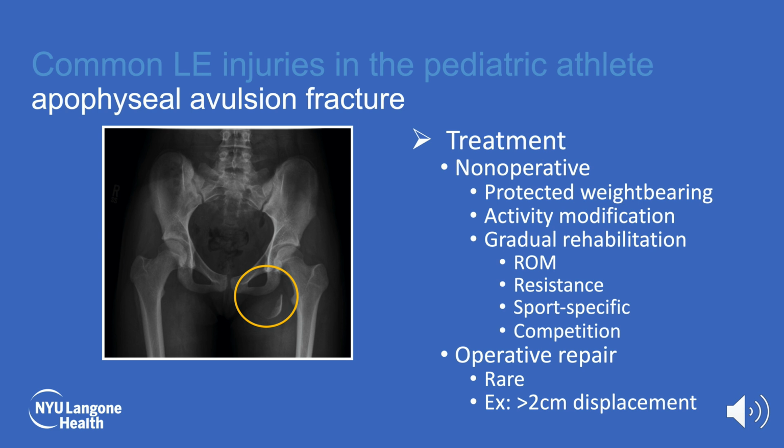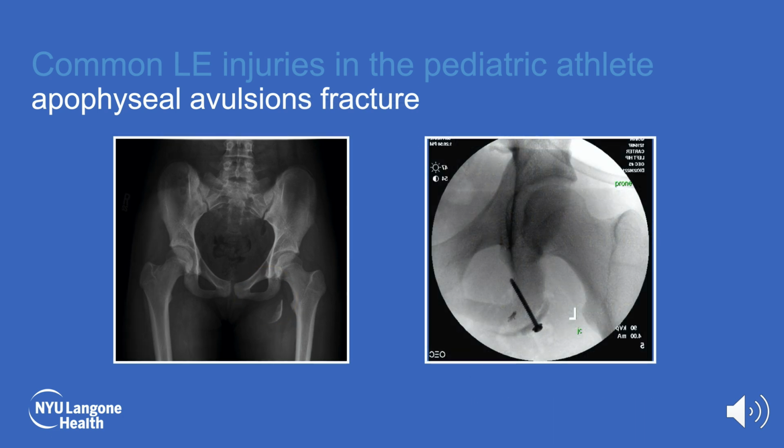Treatment is typically non-operative, so it's crutches, activity modification, rehabilitation, and kids are generally out for somewhere between 3 and 6 weeks, probably back to full sprinting somewhere between 6 and 8. Operative repair is rarely indicated. One indication, however, for operative repair would be if there's more than 2 centimeters of displacement, and this is depicted here. And you can see the surgery that was done to address that here.